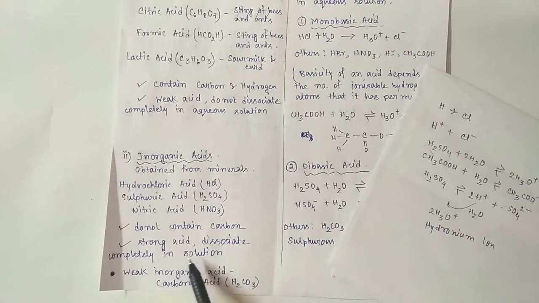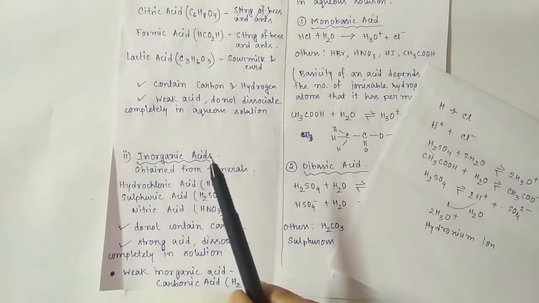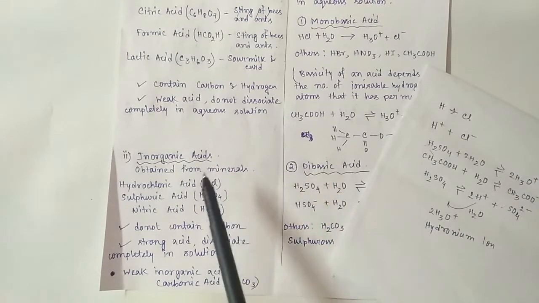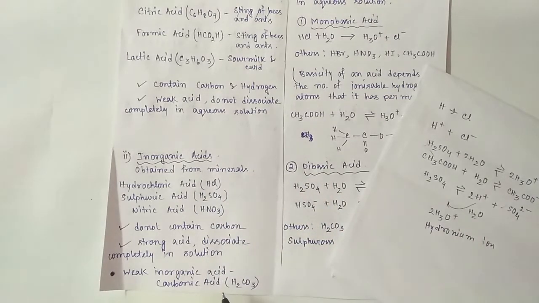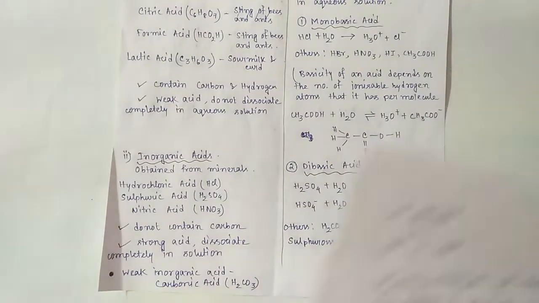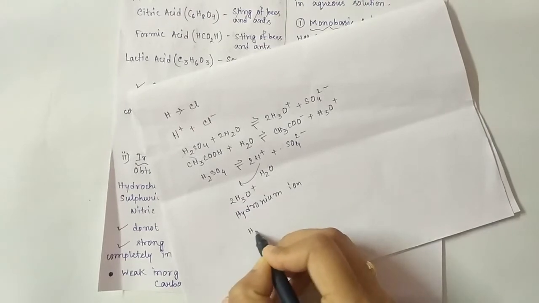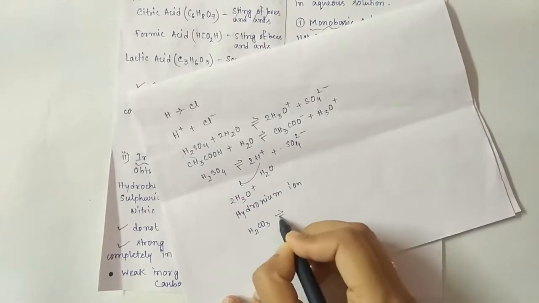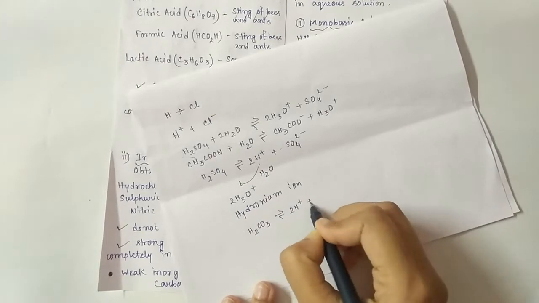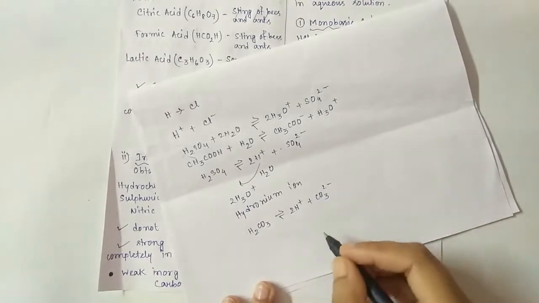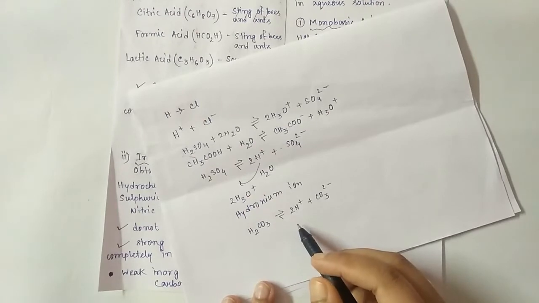That is why they are strong acids, and one thing you must remember is that they dissociate completely in solution. They are not like organic acids, which do not dissociate completely in aqueous solution. There are certain exceptions: carbonic acid is a weak inorganic acid, because when carbonic acid is dissolved in water, the dissolution is like this: H2CO3 gives 2H+ and CO3 2-. This is the carbonate anion and this is 2H+.